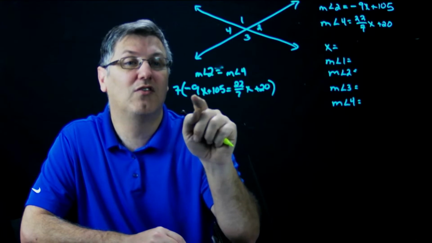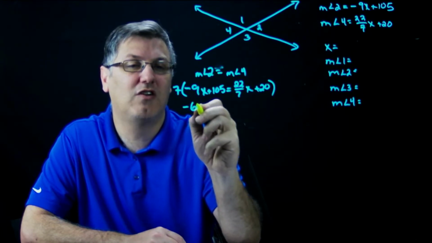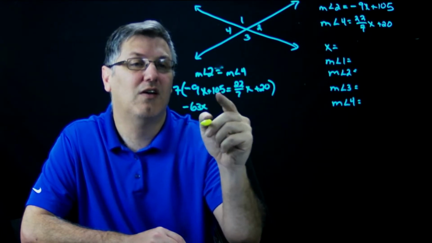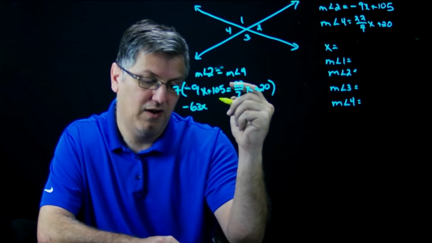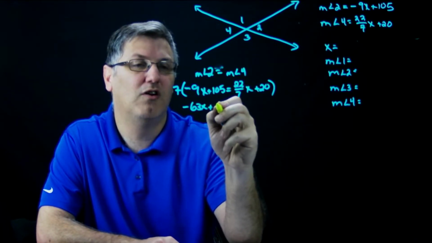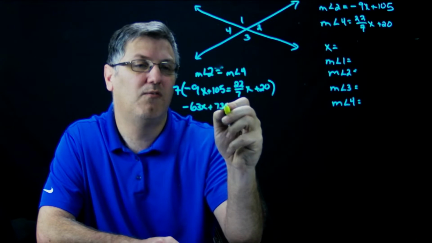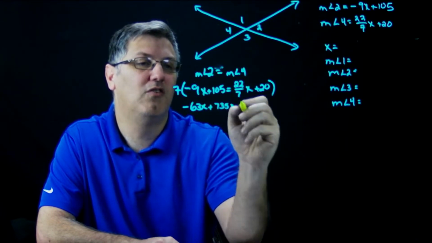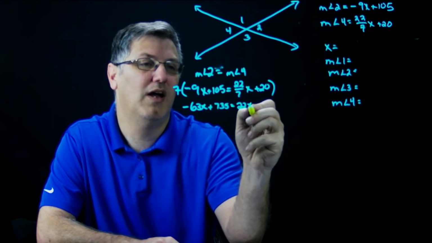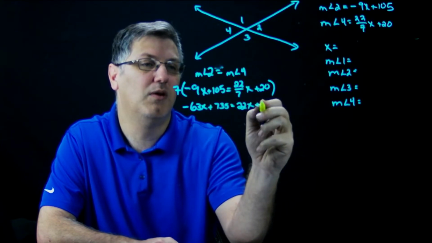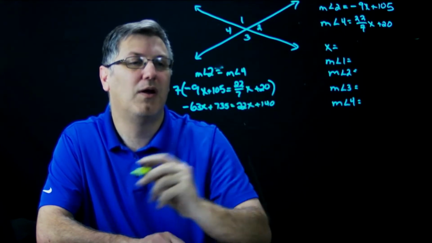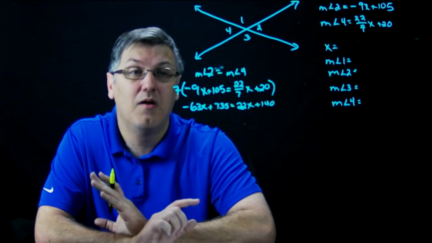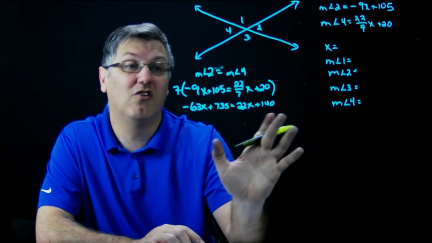So we do 7 times negative 9, which gives me negative 63x, and 7 times 105 gives me 735, so plus 735 equals 7 times 22 sevenths just gives me 22x, and 7 times 20 gives me 140. Now, my numbers are significantly larger. However, I don't have any fractions to deal with anymore.